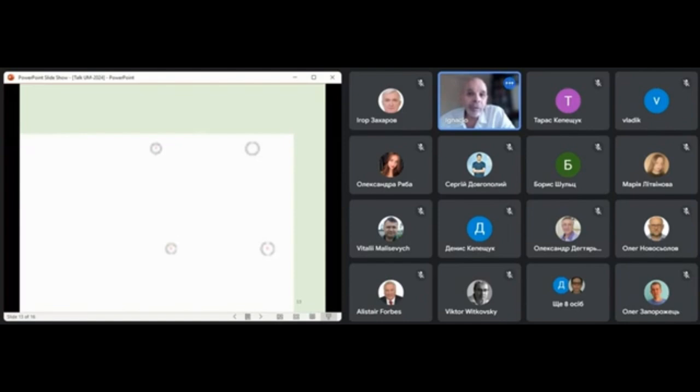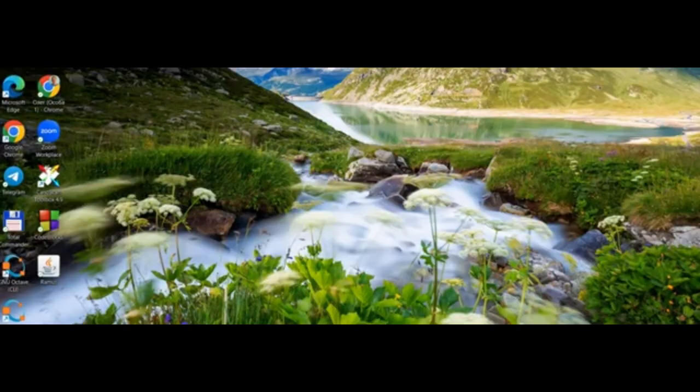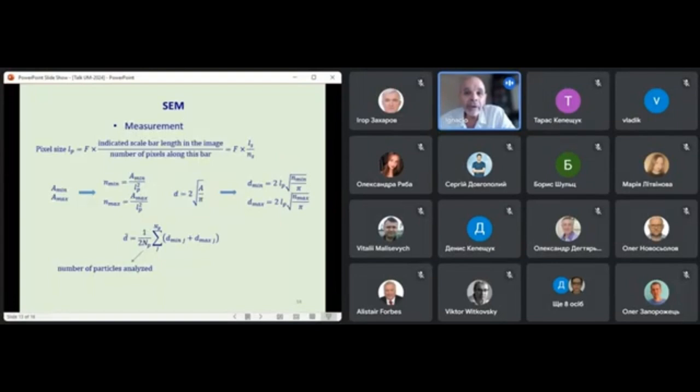The area is obtained by counting the number of pixels contained inside of these borders. This pixel size is again the ratio of the indicated scale bar of the image divided by the number of pixels along that bar times the calibration factor. And lastly, ImageJ, as I said, has to count the number of pixels in each of the two images on each of the processed particles from which the corresponding areas are obtained.